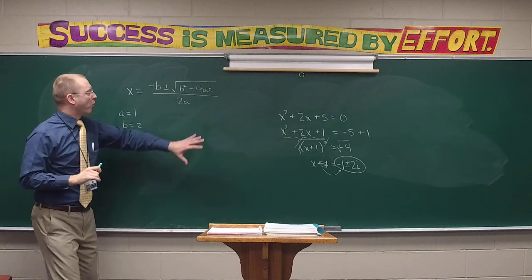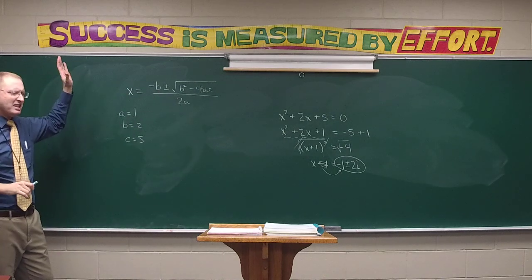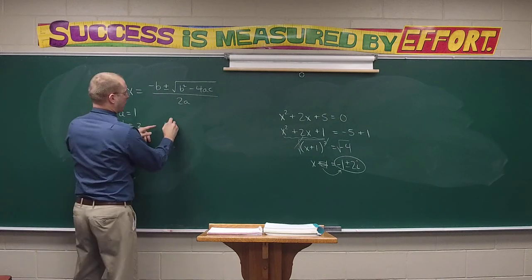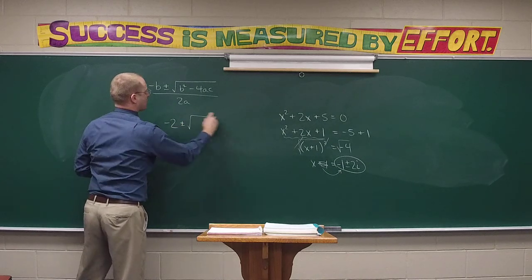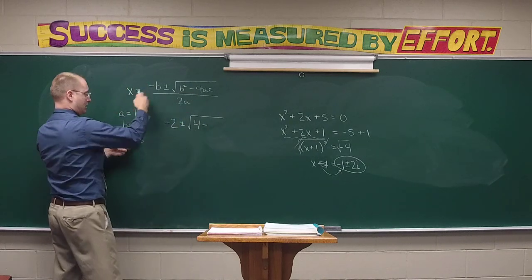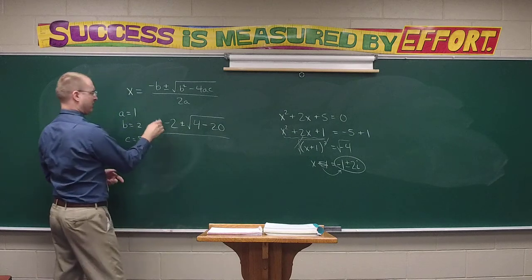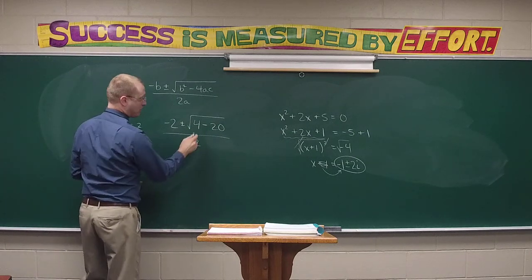Okay, anyone want to see the formula worked out? Say, I did the formula, it didn't work out for me. All right, so here, check your work. Should have been negative 2 plus or minus the square root of 4 minus 20. Is that right? Yeah, 20, all over 2a, which is 2.